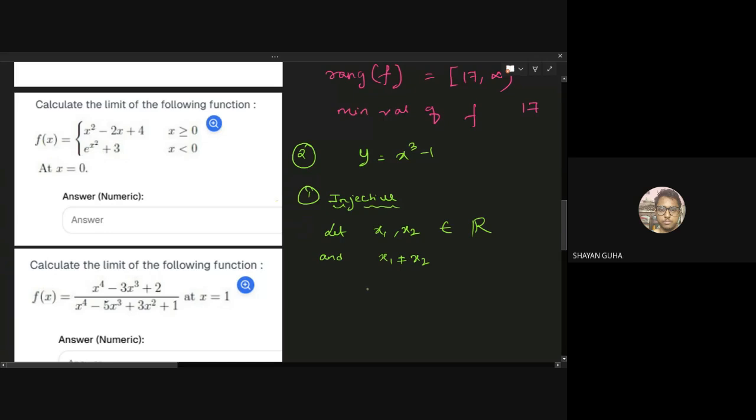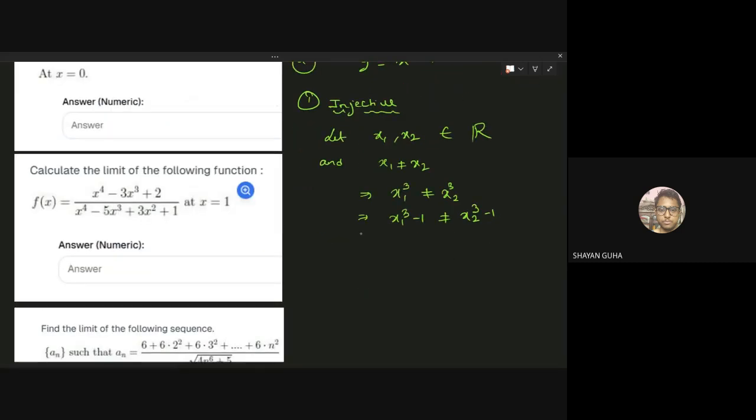If x1 and x2 are not equal, then we can simply say that x1 cube shouldn't be equal to x2 cube. If this happens, then also x1 cube minus 1 shouldn't be equal to x2 cube minus 1. Now what is x1 cube minus 1? It is nothing but f of x1. And x2 cube minus 1 is f of x2. So we can clearly see that if x1 and x2 are not equal, we can easily prove that f of x1 is not equal to f of x2. So I can say that f is injective.